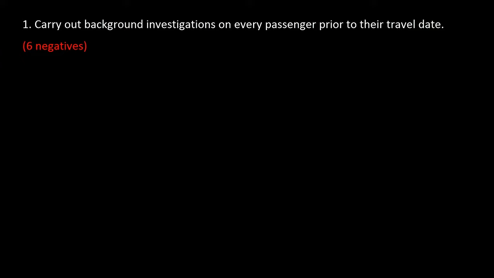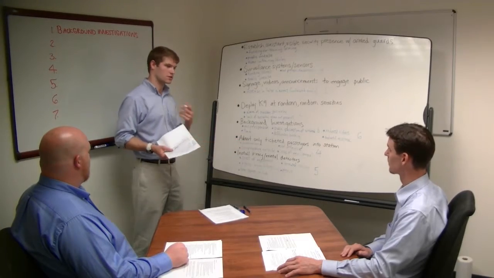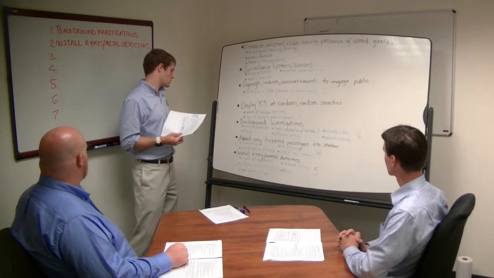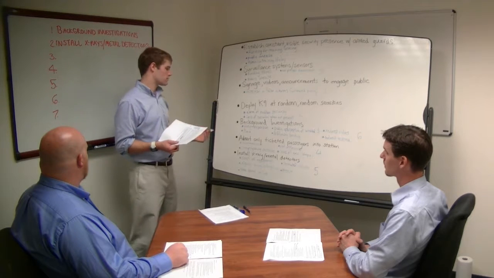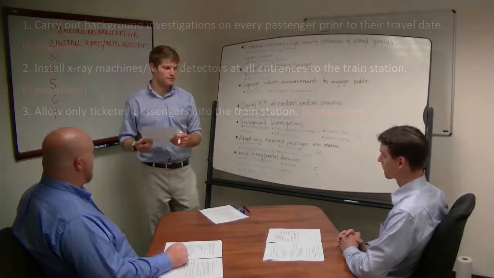So for the second one, as you can see, the installation of X-ray metal detectors, we have 5 negative aspects for that. So you think that should go next? Yeah. Okay. And now moving on, the admission of only ticketed passengers into the station, we came up with 4 negative aspects for that. So do we agree it can go next on the list? Yes, sir.